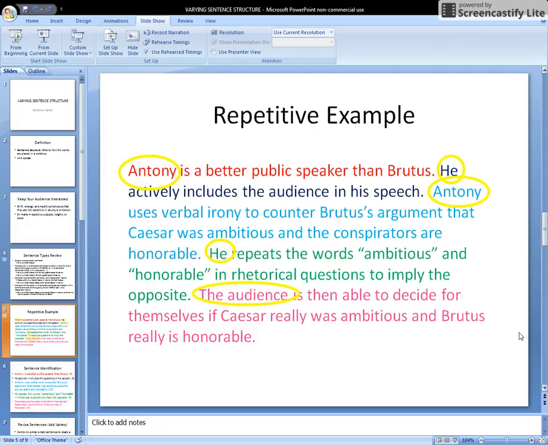So I'm going to show you an example of a repetitive paragraph. This is only a partial paragraph. This is not a complete paragraph, but you will get the idea of why it's repetitive. You see that there are multiple colors. I have highlighted each sentence in a different color because it will help you see if you really are using sentence variety with length.